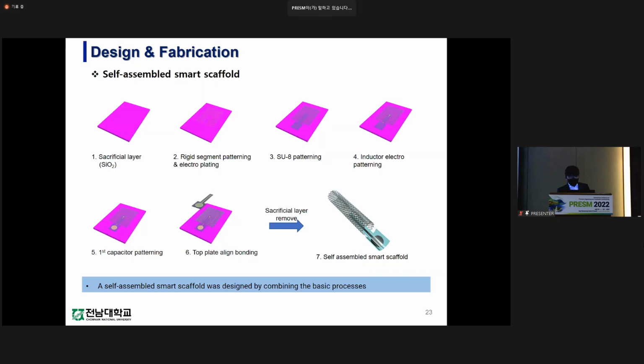A self-assembled smart scaffold was designed by combining the basic processes. After forming a sacrificial layer and a simple rigid segment, a scaffold structure was formed using SU8. The inductor was formed using the metal electroplating process, and the LC closed loop was formed using a Permiex bonding process. And then the sacrificial layer was removed to self-assemble.